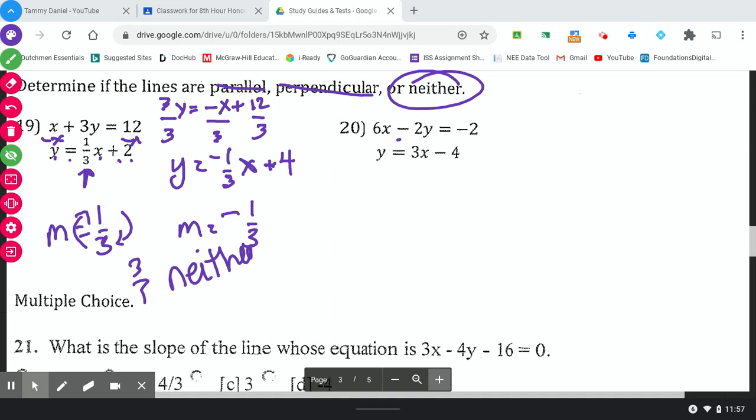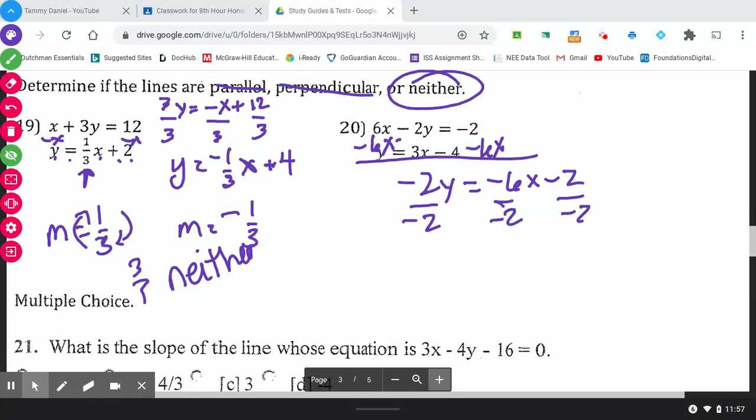Okay. Over here, again, we have to get y by itself. So we subtract 6x, and that leaves us with negative 2y equals negative 6x minus 2. Divide by negative 2, and we get y equals 3x plus 1.